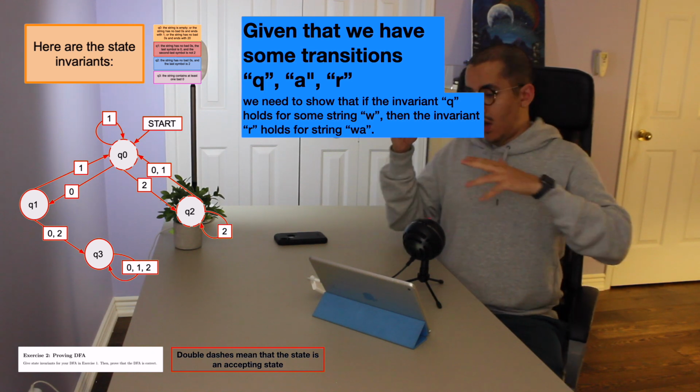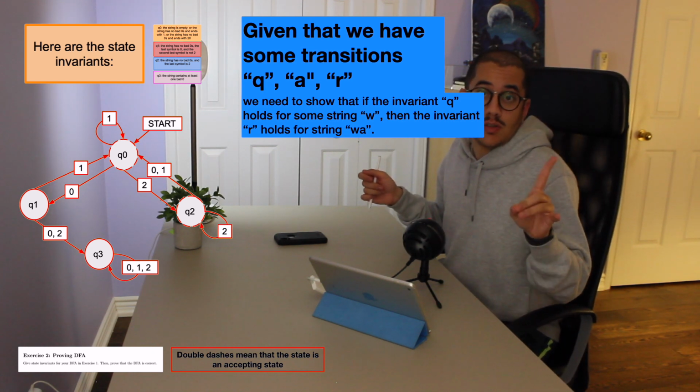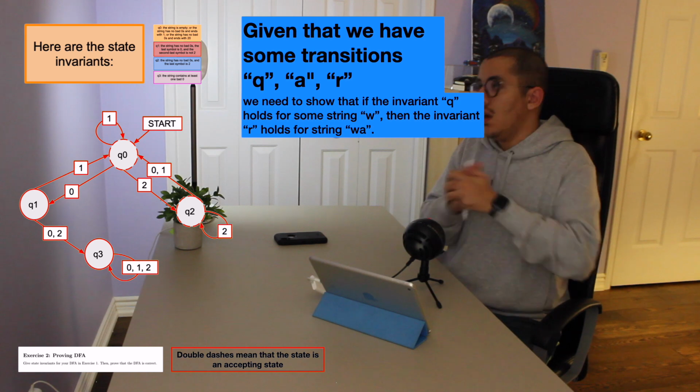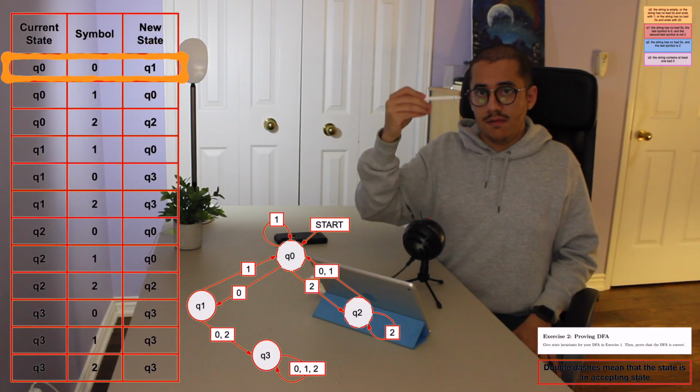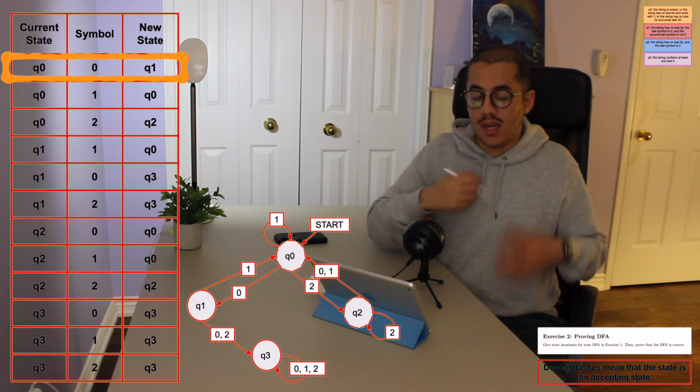I'm going to put the table from exercise 1 right over here. Again, go watch it if you haven't. Basically, we have to prove every single row of this table and how it works.